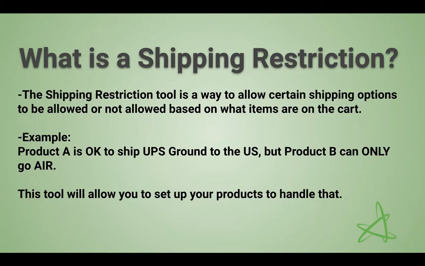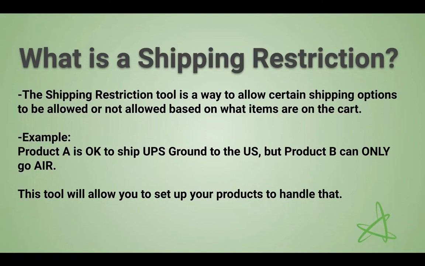Just one simple example: if you have product A and product B, and product B you can't ship using a ground method, but product A you can ship using a ground method, you could go into product B and restrict it from allowing ground shipping. What would happen is if I added product A to my cart, I might see ground, I might see air, and I would see the other options that were there. But if I added product B to my cart, now all of a sudden the ground option is hidden because it knows it can't allow you to pick UPS ground for product B.